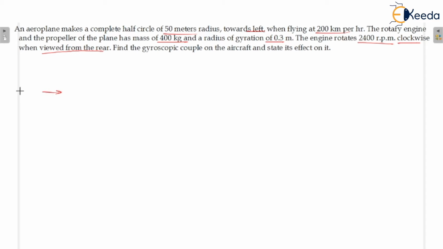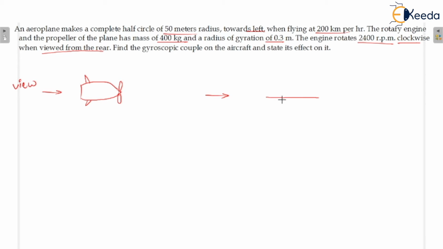See, the direction of view is rear end, and we know that if there is a plane like that, the rear end of the plane is known as the tail, whereas the front end is considered as nose. Okay, this is the tail and this is the nose. So we are looking from the rear end. Now what is given in the question? The engine rotates clockwise when viewed from the rear end. So this is your view direction, and the engine rotates clockwise.